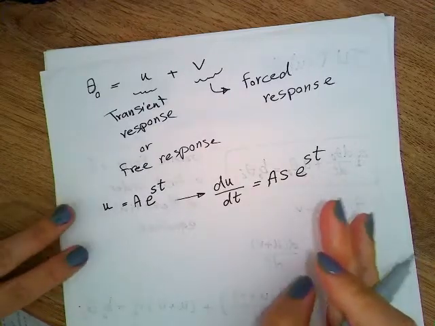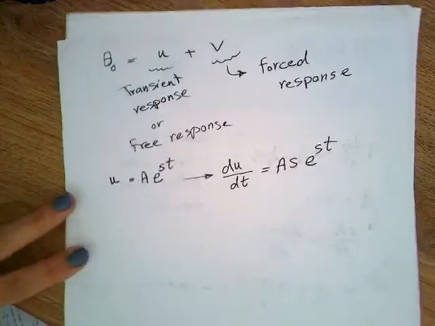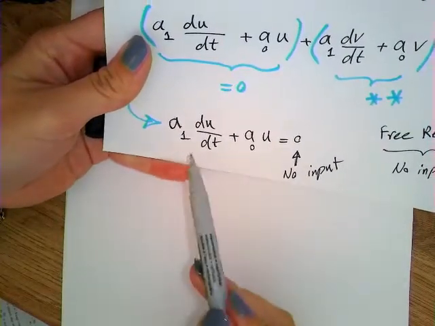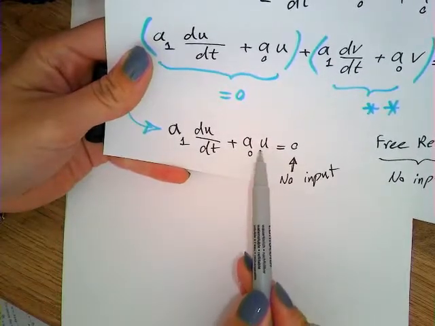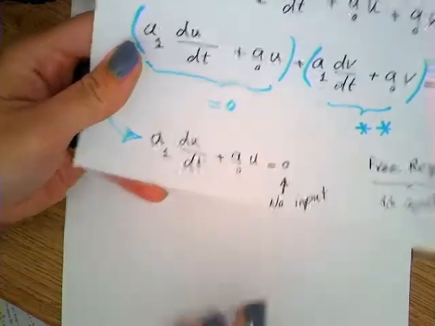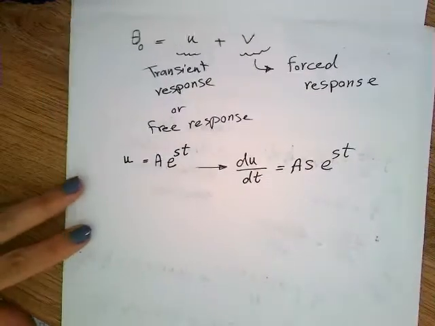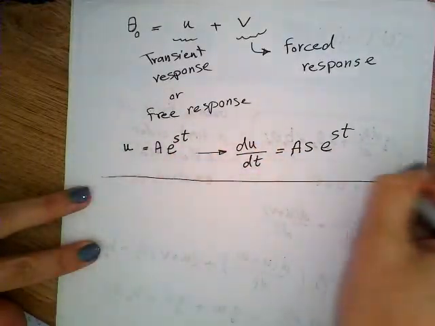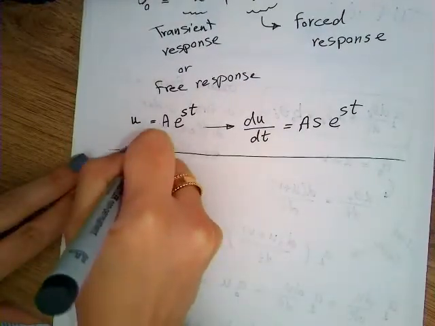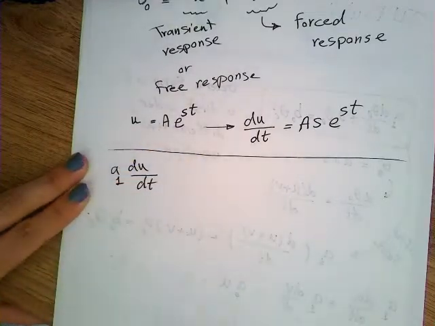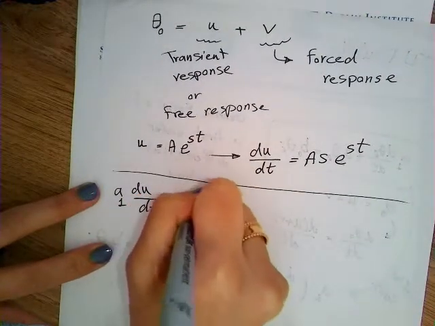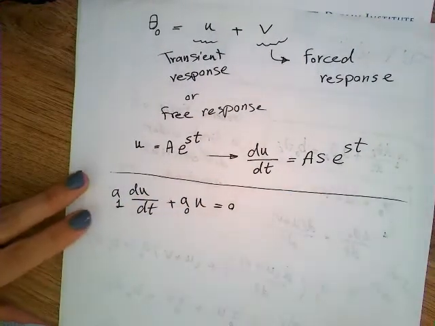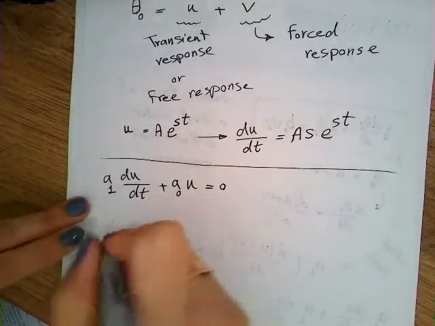Now we can replace this in the formula that we have here. So I'm going to replace du dt and u here in order to obtain the u. I'm going to write it again. So it was a1 du dt plus a0u is equal to 0. So this was my free response or transient response.